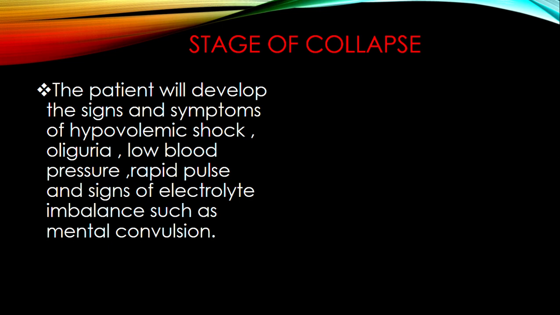Now, a person has lost a lot of fluids, so now they are going into hypovolemic shock. Their blood pressure is reducing, their pulse is increasing, because the heart now is trying to pump as fast as possible in order to provide much blood which is needed by the body, which is having these problems. And because there is electrolyte imbalance, this person will go into mental confusion or convulsions. They will start convulsing because they have lost a lot of electrolytes. So that is during the stage of collapse.